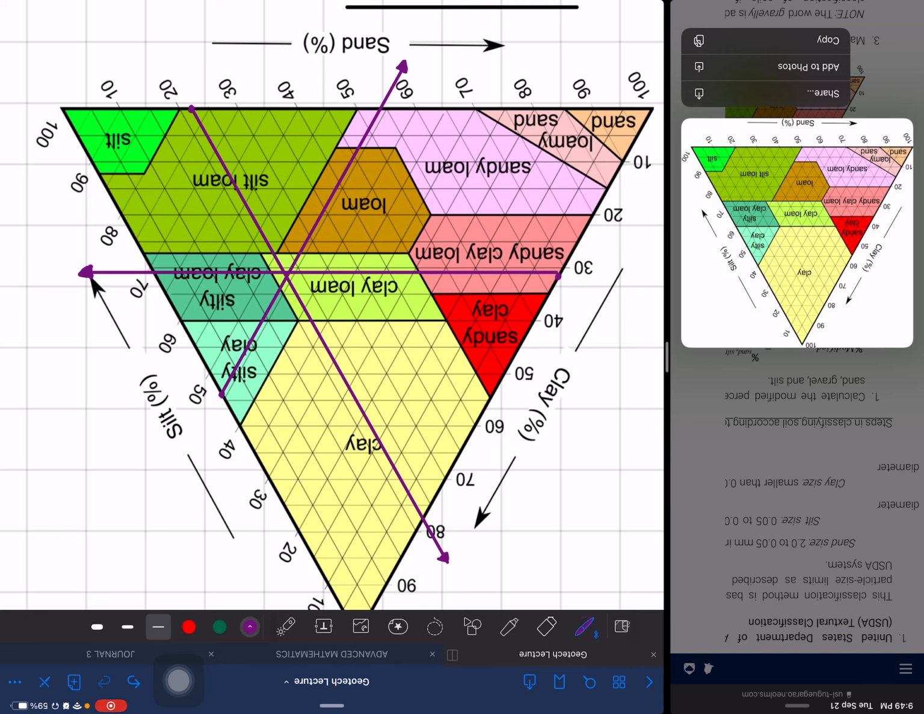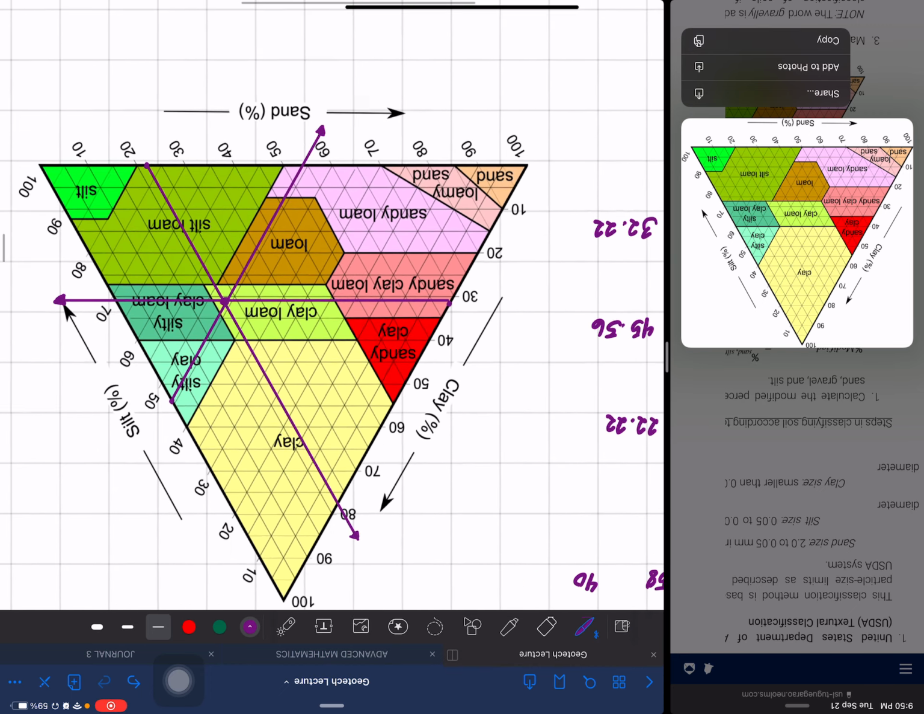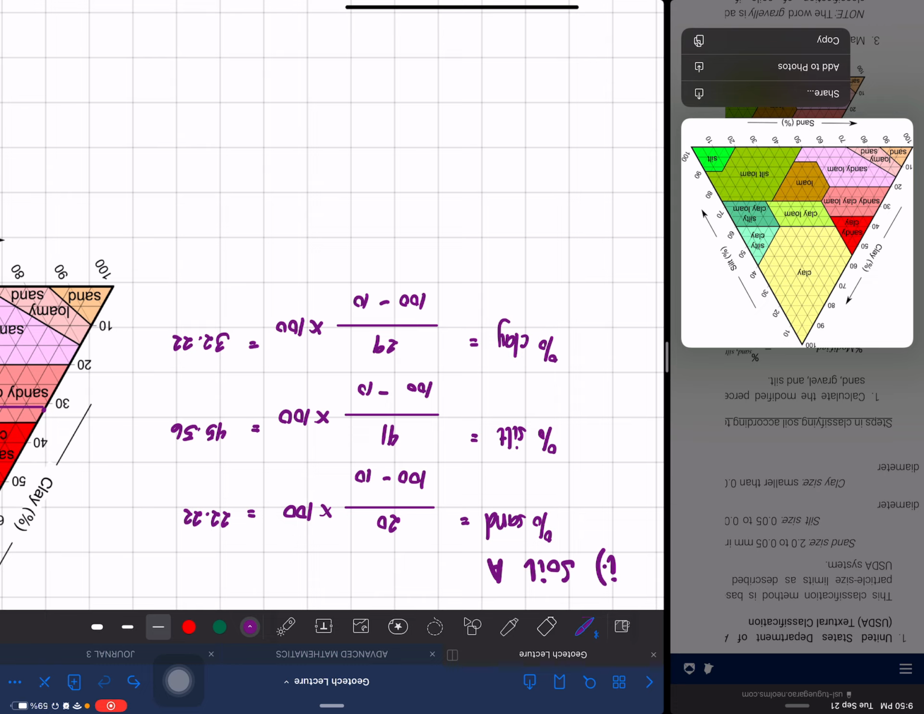Okay. So, where did they intersect? Dito sila nag-intersect and this region is actually bounded. This zone is actually the clay loam. So, what will be the soil classification now? So, the soil classification is clay loam.